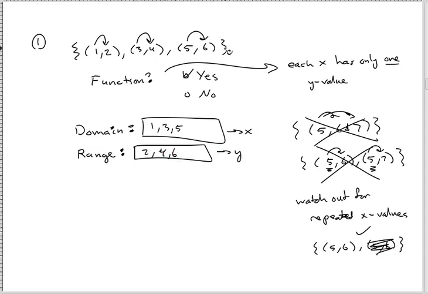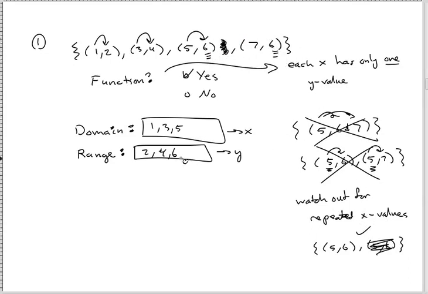Let's say that we had another point. I'm just going to make something up here. What if I had 7, 6? Still okay. Two of the same y values is fine. It doesn't change anything. It's just repeated x values we're looking for. So this is okay. This is still a function.